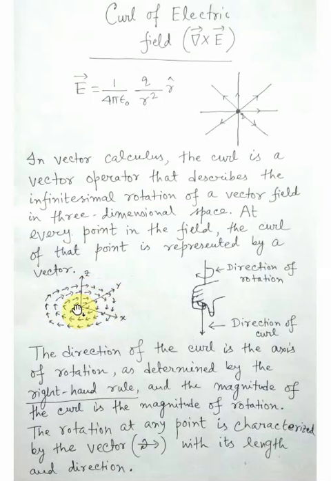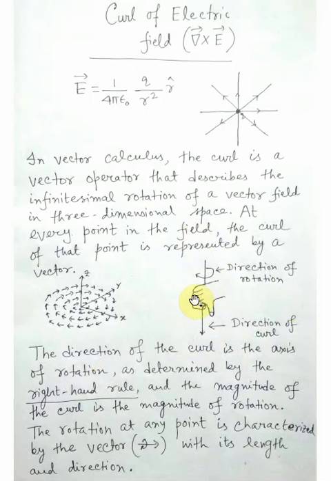If a vector rotates like this, suppose the fingers other than the thumb give the direction of the rotation of the vector field, then the direction along the thumb is the direction of the curl. So all the other fingers give us the direction of the rotation of the vector, and the resultant is along the direction of the thumb. This is the direction of the curl.